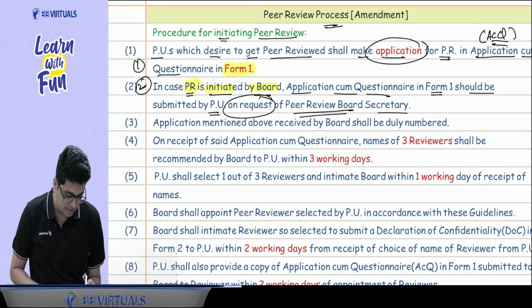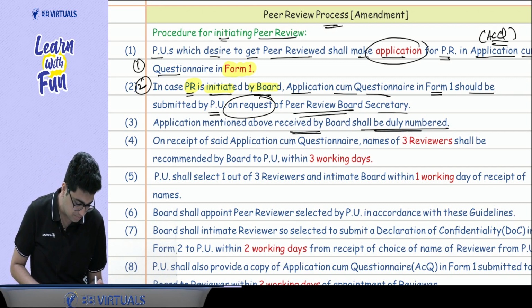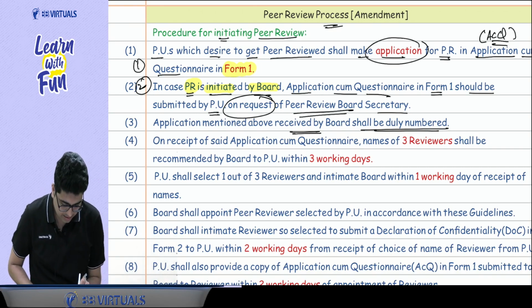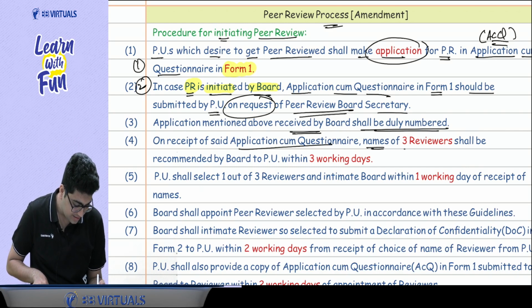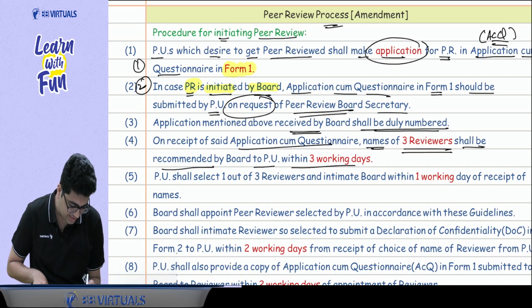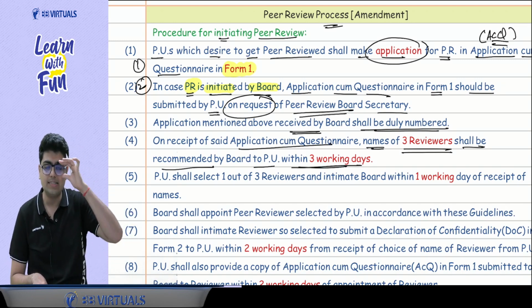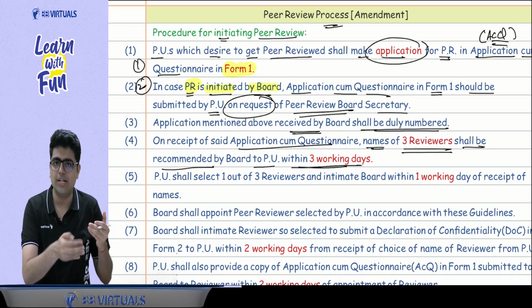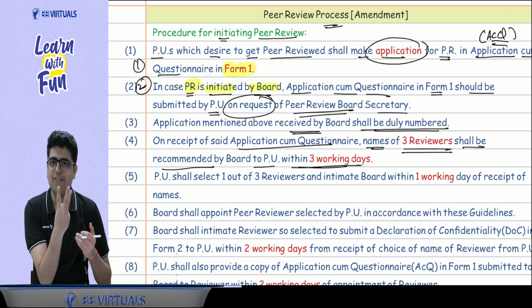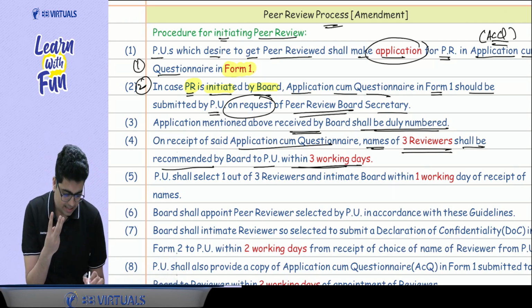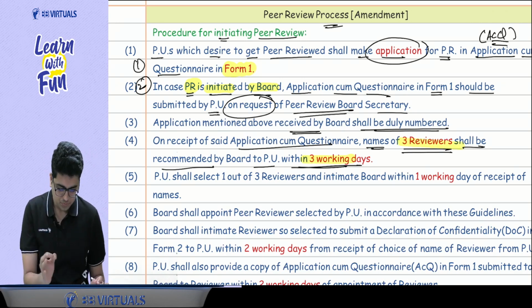Application mentioned above is received by the board shall be duly numbered. They will do that numbering process. Just read this point, nothing else. Once they receive the ACQ, the names of 3 reviewers shall be recommended by the board to the practicing unit within 3 working days. So the game is 3 by 3. So once the board gets the application cum questionnaire, they will send the name of 3 reviewers within 3 days. Come on, 3 reviewers within 3 working days.